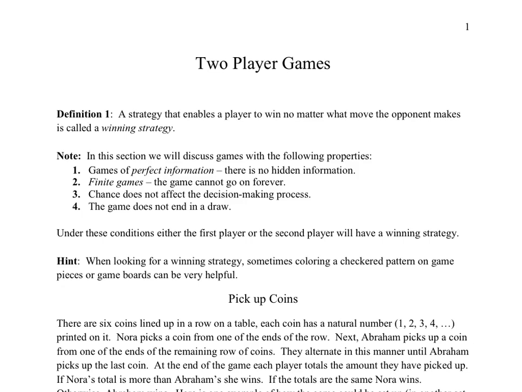Okay, so there's 4 points that will be relating to a winning strategy. We're only going to discuss games in this section that are of the type in these 4 points. So first, games of perfect information. So there's nothing hidden. We're not playing poker where you have cards in your hand and you're hiding those cards from your opponent. While those games can still have strategy, we're not going to look at those particular games.